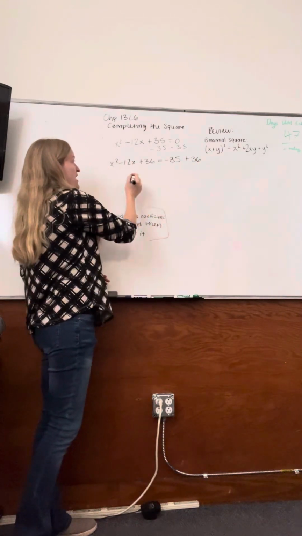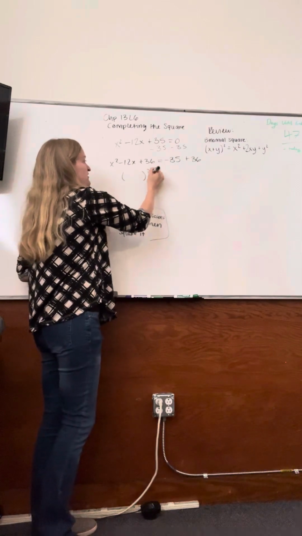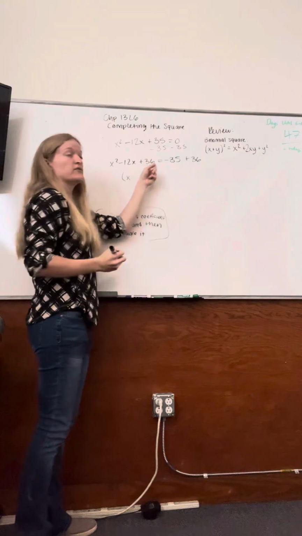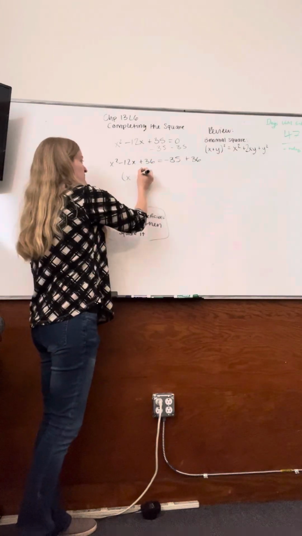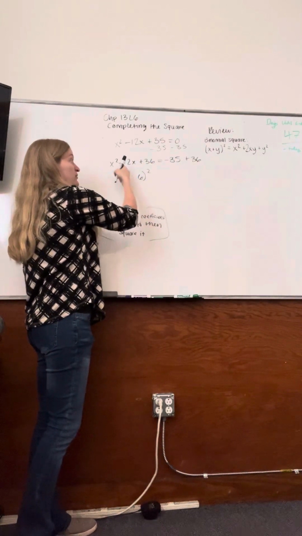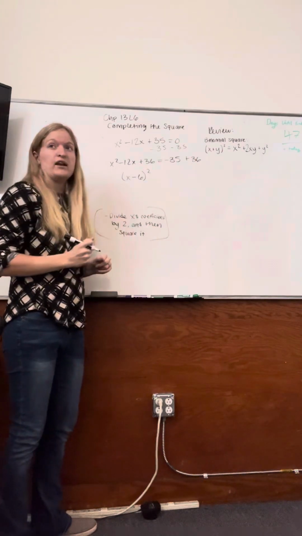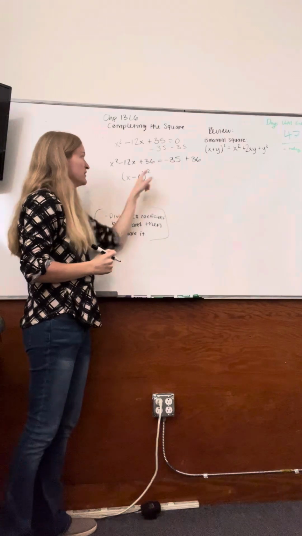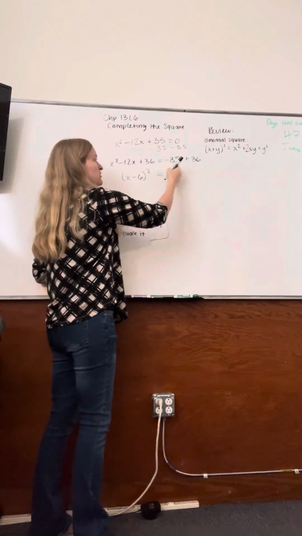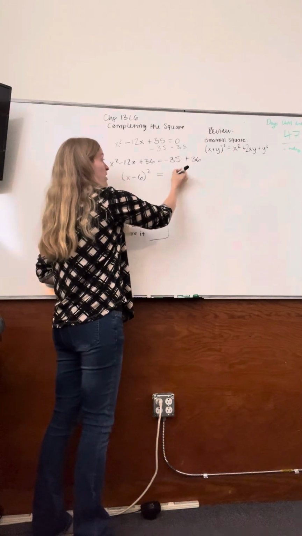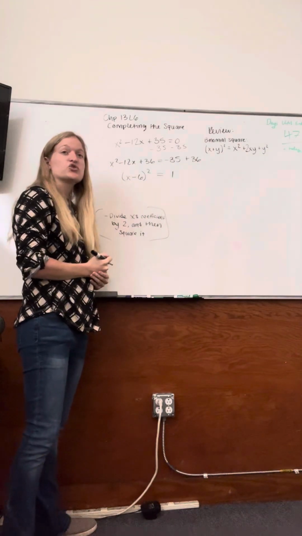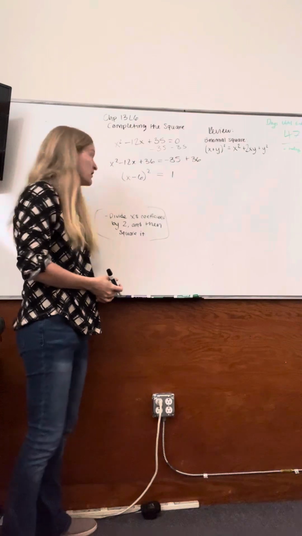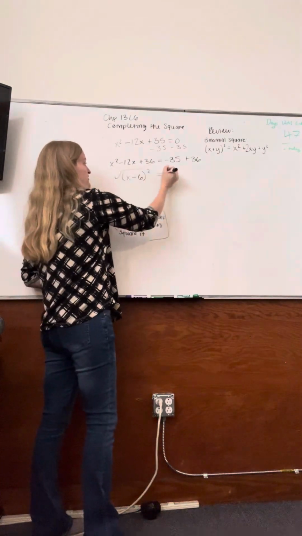Okay, now I can factor this because the square root of x squared is x and the square root of 36 is 6. And the sign will be negative, right? Because when we cut that 12 in half, it was a negative 6. Okay? This equals negative 35 plus 36, which is 1. And the square root of 1 is 1, right? 1 times 1 equals 1. So square root both sides.